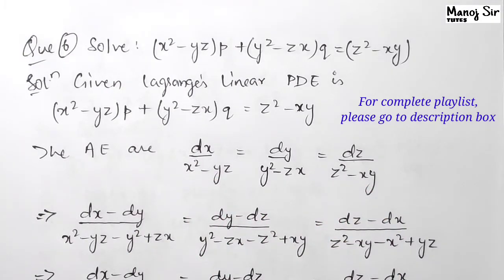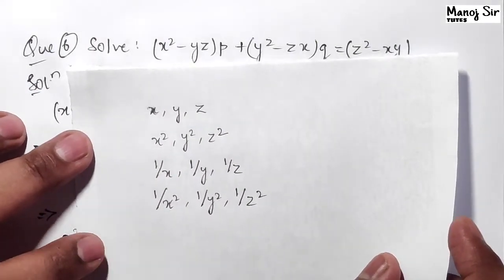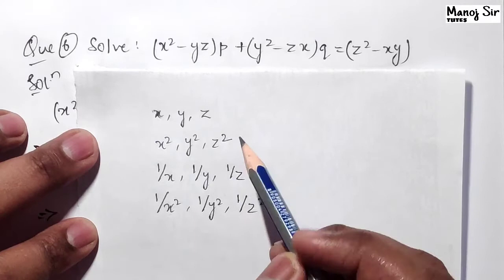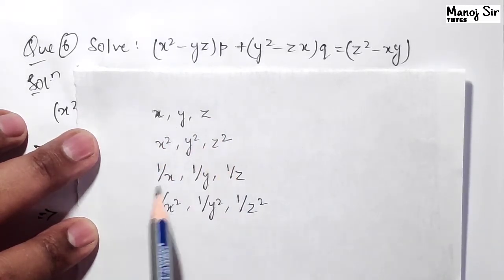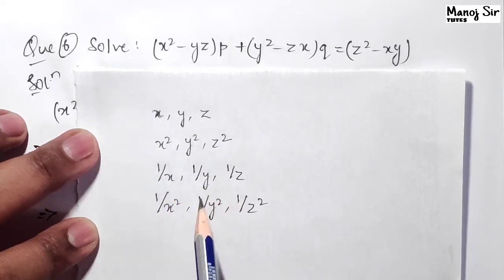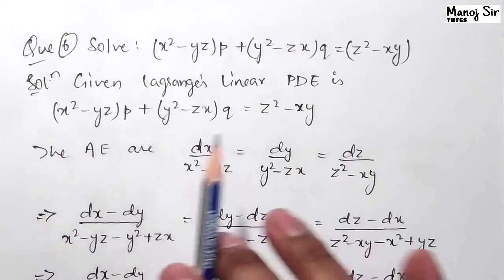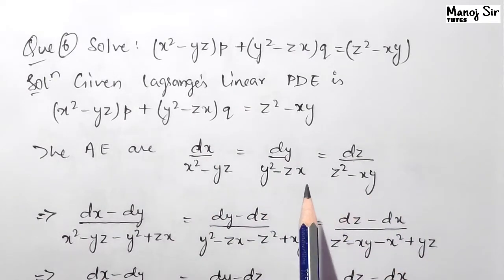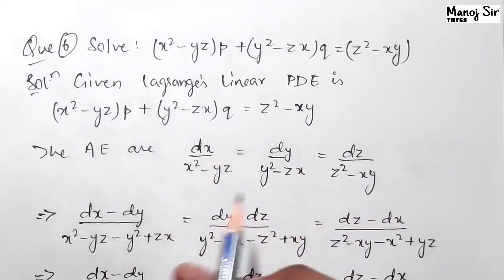Now if you want to take the help of multipliers, I've already told you that in 90% of the problems we need to take the help of multipliers. That is x, y, z, or x square, y square, z square, or you can say 1 upon x, 1 upon y, 1 upon z, or you can say 1 upon x square, 1 upon y square, 1 upon z square. But if you apply multipliers in this particular auxiliary equation, you cannot get your desired value of u or v. So we will use another technique, that is, simply subtract two fractions simultaneously.